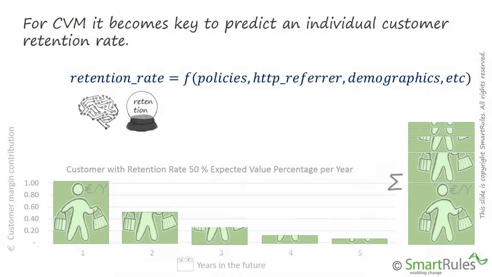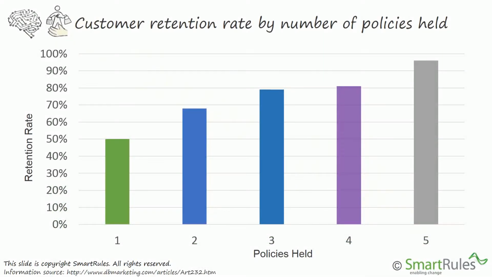For CVM, it becomes key to predict an individual customer retention rate. Normally, retention rate is calculated using a predictive model, a function of many predictors, such as number of policies held, HTTP referrer used to land at our site the first time, etc. Here's a chart of customer retention rate by number of insurance policies held. Notice how the retention rate increases with more policies held.